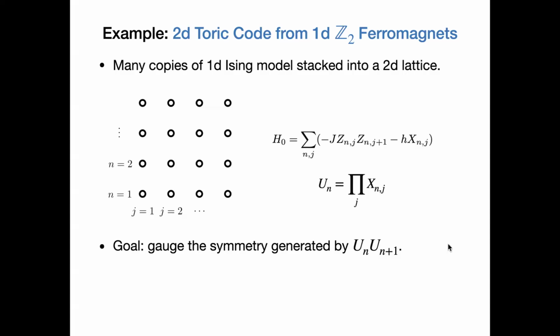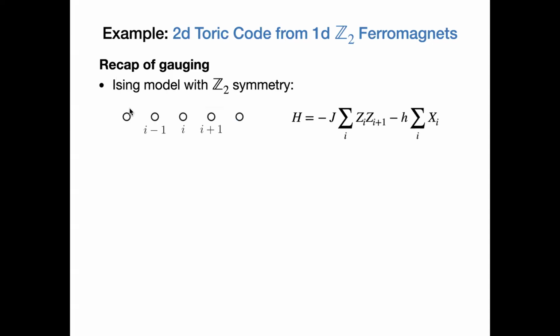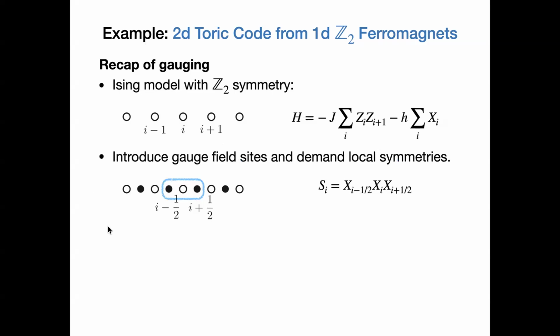Since I do not assume that everyone is familiar with gauging on the lattice, let me first spend a little time to recap how gauging works on the lattice using the single layer Ising model. Recall that we ultimately want to gauge the bilayer Z2 symmetry, but at this moment, as a review of gauging, let me use a single layer transverse field Ising model. The Hamiltonian of this model has a ZZ term and an X term and lives on this type of 1D lattice. The Z2 symmetry is just a product of X over all sites.